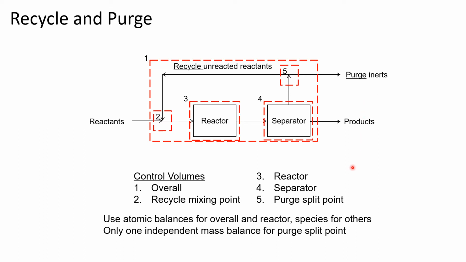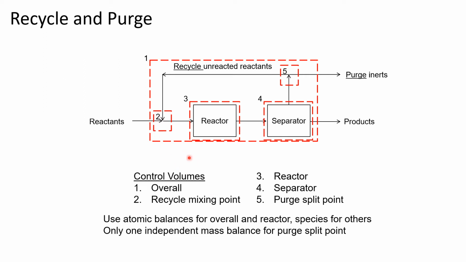For each of these five there's one other control volume we could consider. That would be a control volume around the split here, where we split the recycle stream into two streams. One would be a purge stream in which the inerts are removed, and the other is a stream that is recycled back to mix with the fresh reactants. We can perform mass balances for any of these control volumes.